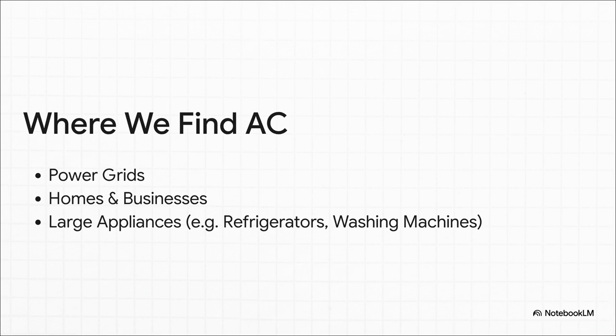It's what flows from power plants, through those giant transmission lines, and into every outlet in your home. It's also perfect for big appliances with motors, think refrigerators or washing machines, because that back and forth current is incredibly good at creating the spinning force they need to work.